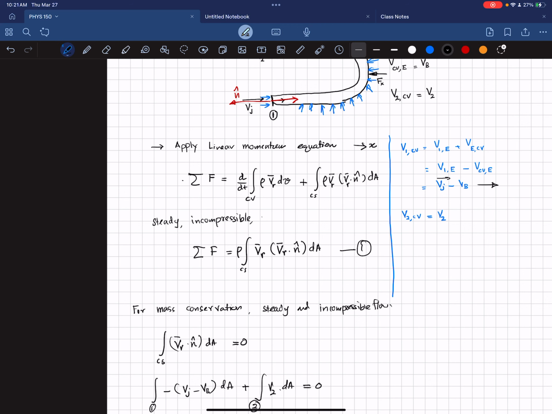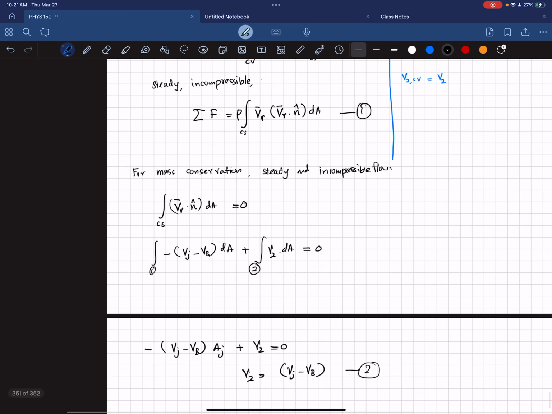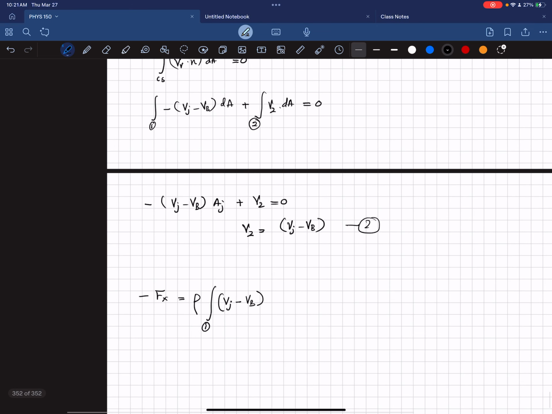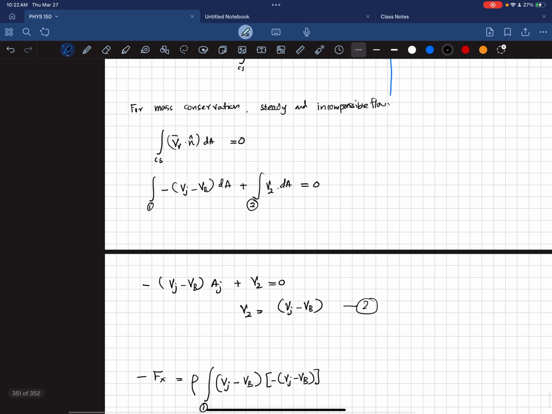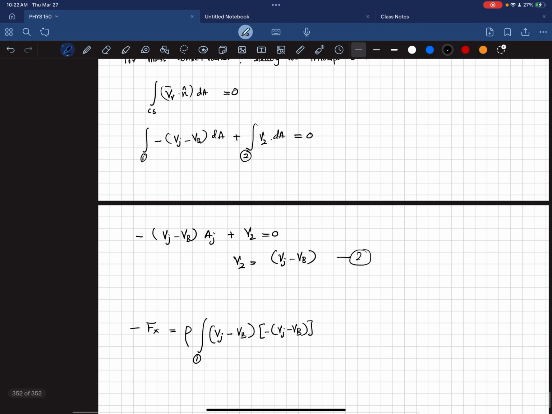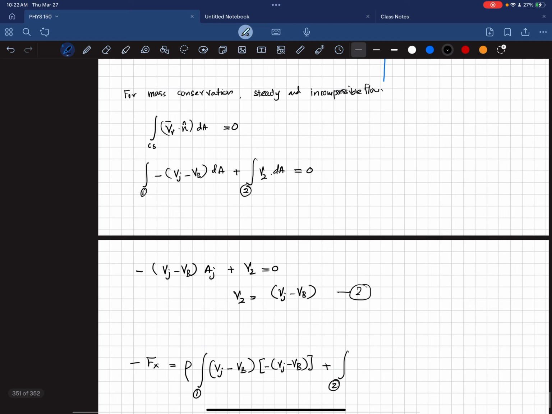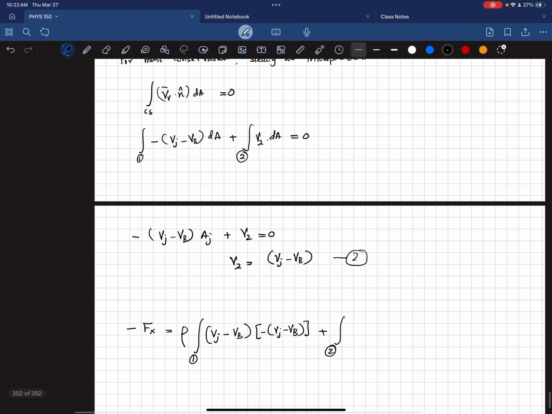So we can write this in terms of Vj minus Vb times negative Vj minus Vb, right? And then at cross section 2, it's V2 times V2, right? V2 times V2, this is positive V2 dA. So there's a dA here as well, dA.